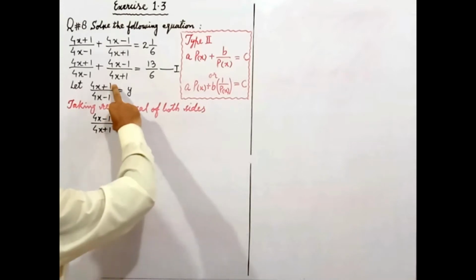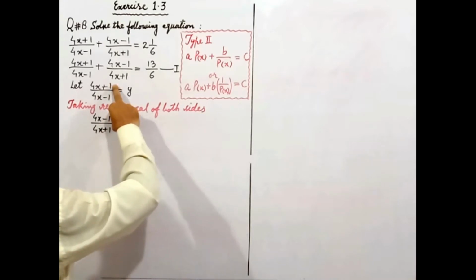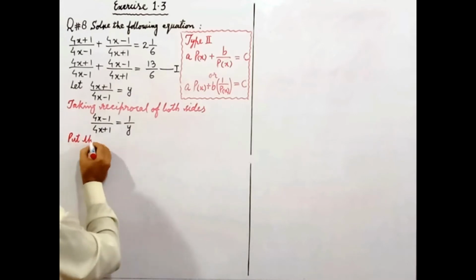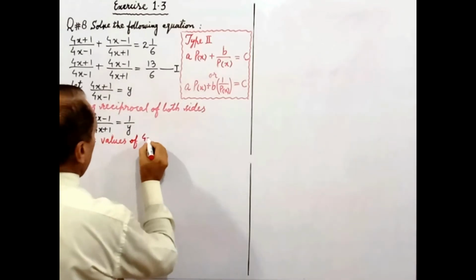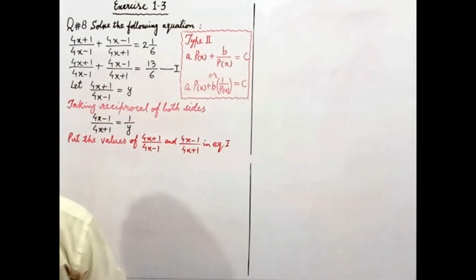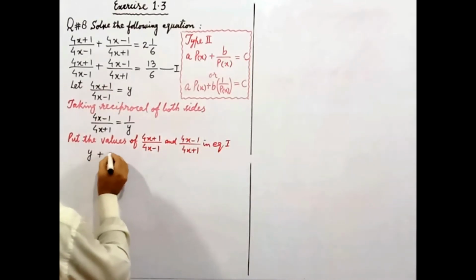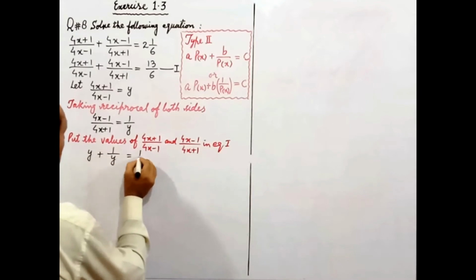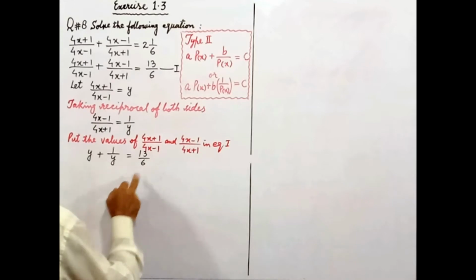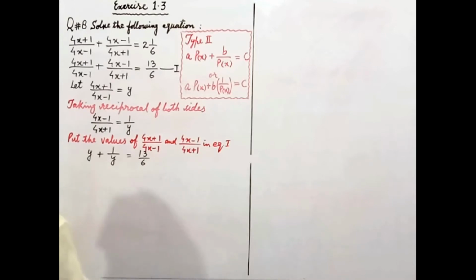Put the values of both of these two rational fractions into the equation number 1. We have y plus 1 over y is equal to 13 over 6. In denominators we have y and 6. It means the LCM is 6y. Multiplying both sides by the LCM of the denominators, that is 6y.